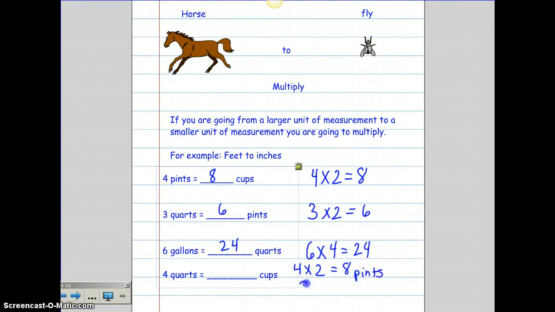Then I'm going to take the 8 pints that I have, and I know that there are 2 cups for every pint. So I'm going to do 8 times 2, which is 16 cups. So there are 16 cups in 4 quarts, but I had to go from quarts to pints, and then pints to cups.